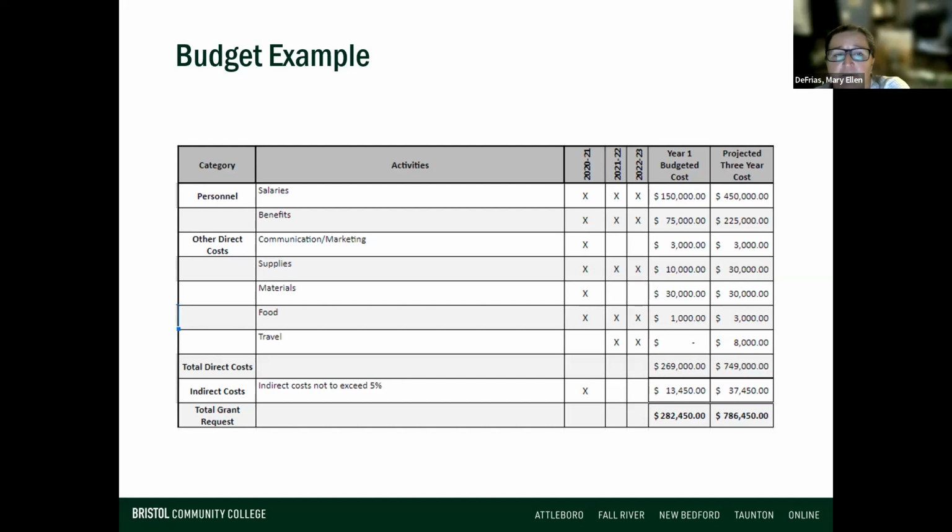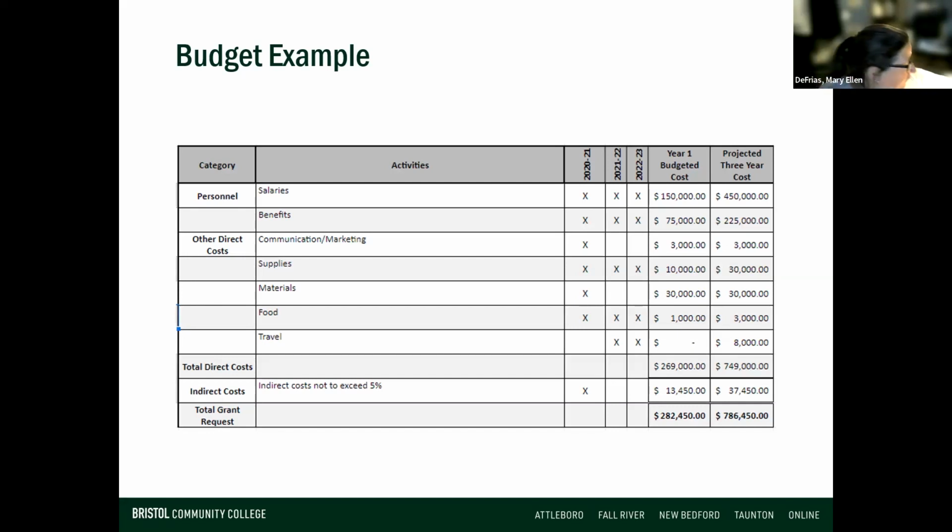And then we have other things such as marketing, supplies, materials, food, travel. Over the 3 years, not everything is in every year. So you come up with a year 1 budget of $269,000 and a 3-year budget of $749,000.